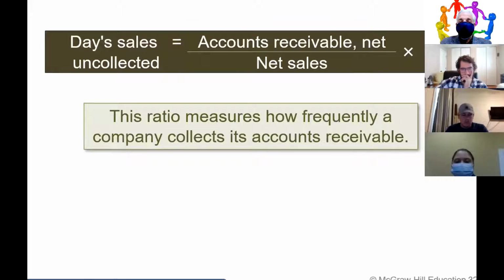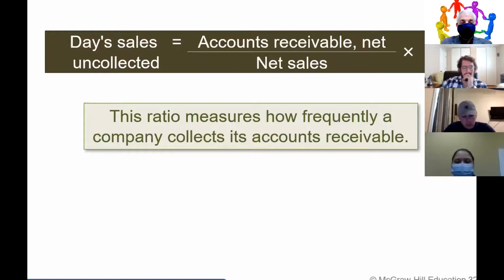Here's that days sales collected. Is that net sales over average AR for a turnover ratio? And then divide that into 365. We're just taking the accounts receivable net end of the year divided by net sales times 365. Okay. And that's how the finance folks do it.